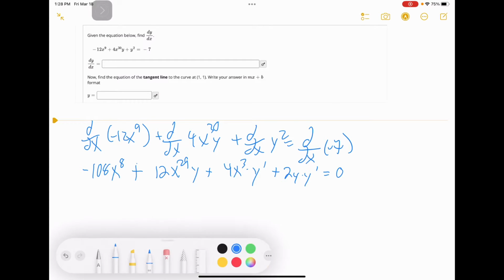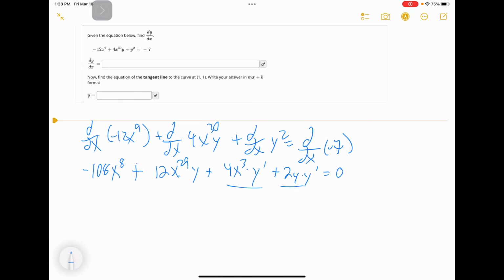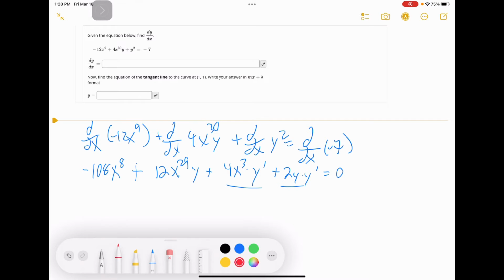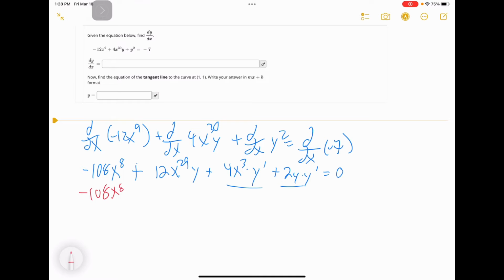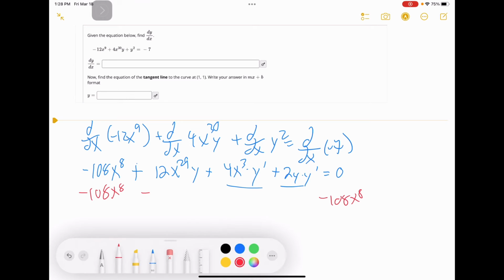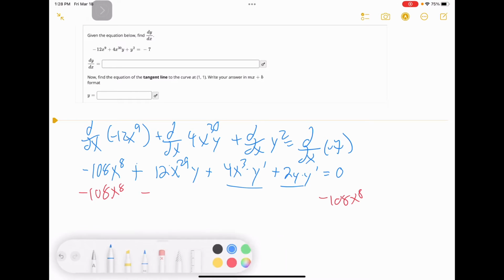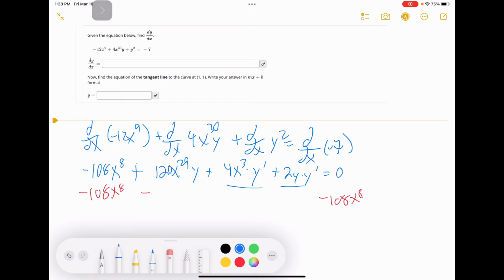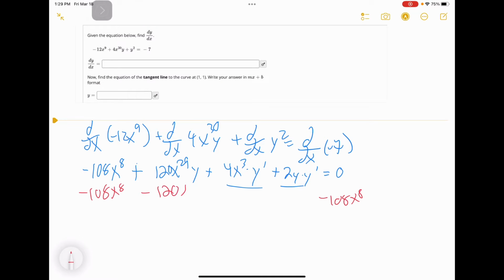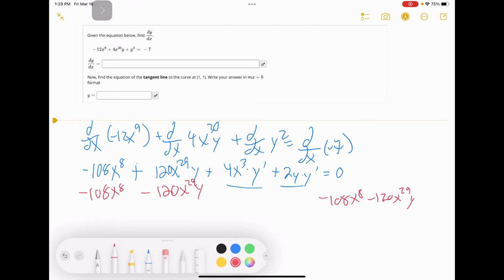So these two terms have the y prime in them, here and here. I was trying to go to red, but whatever, thanks iPad. We're going to move the other ones to the other side. So we're going to subtract the 108 x to the 8th from both sides. And subtract the, this should have been 120, excuse me. I don't know why it keeps happening. It's 120, so we're going to subtract 120 x to the 29 times y.